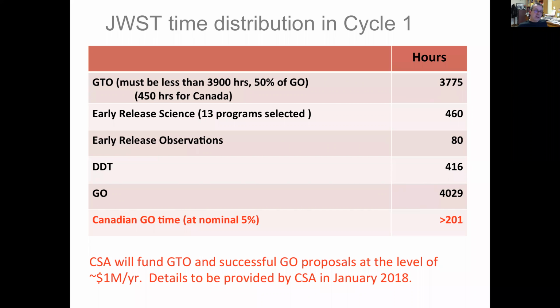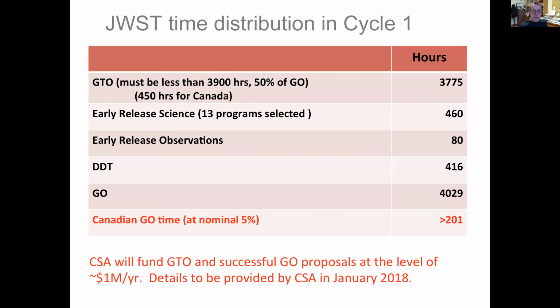And finally, the time that matters to you, this is the general observers. There's about 4,000 hours overall for the JWST project. And the notional share of Canadian GO time is 5%. So in cycle 1, that corresponds to about 200 hours. I put greater than here because it's a minimum. If we Canadians are competitive enough, we could get more than this share.